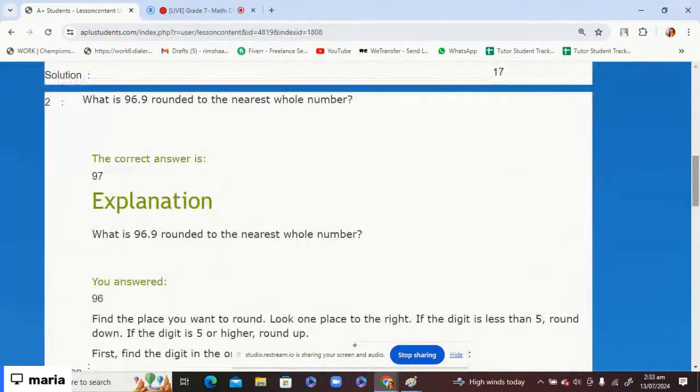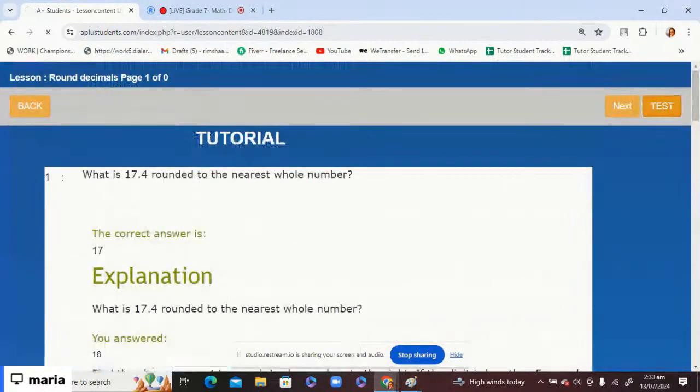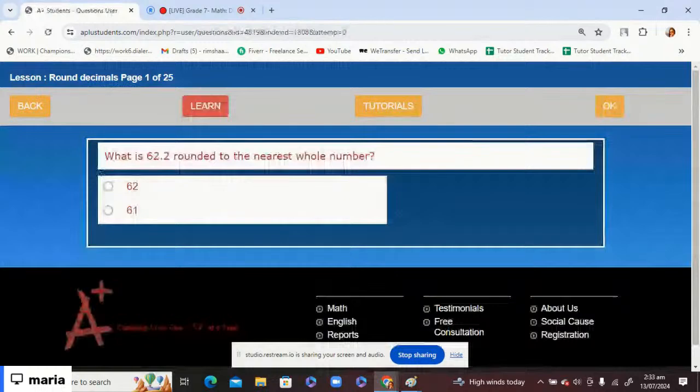Okay, now let's discuss the test questions. What is 62.2 rounded to the nearest whole number? Check it out. 62 and then point 2. 2 is smaller than 5, so 62 is still the same thing, 62. Okay?